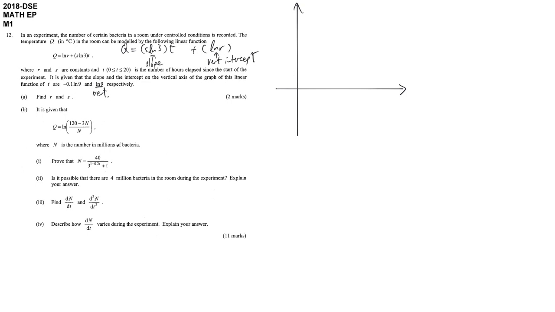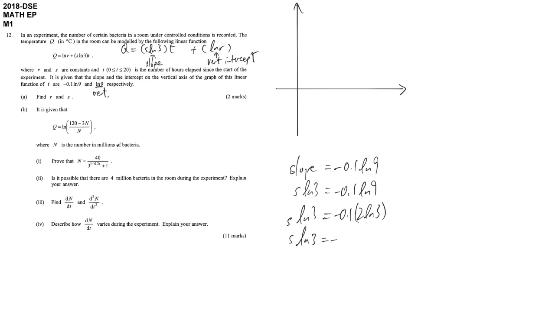Therefore, what they try to tell you is the slope is equal to negative 0.1 natural log 9. That means s natural log 3 is equal to this value. Just simply change this one to 2 natural log 3. Then we get s natural log 3 is equal to negative 0.2 natural log 3. s is equal to negative 0.2. And the vertical intercept is this one, which is the same as here. So we know that natural log 9 should equal natural log r, so 9 is equal to r.